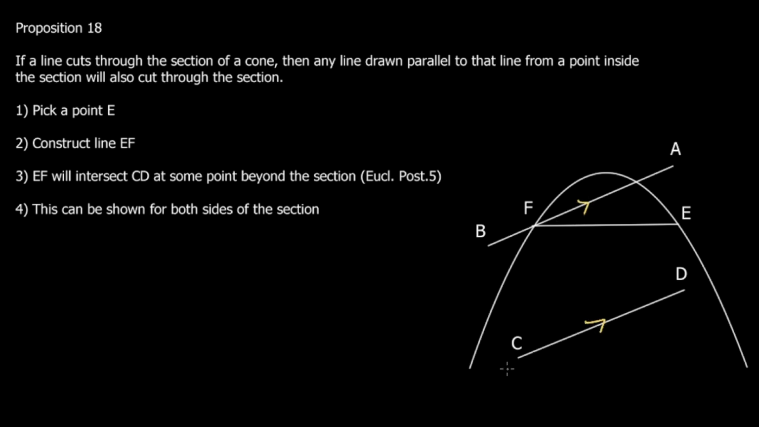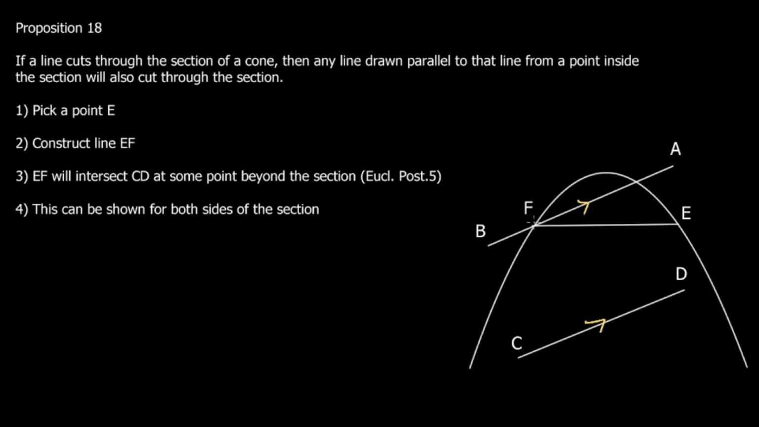And what we want to know is if we extend CD in either direction, will it cross through the section or will it just get stuck inside somehow? So what we're going to do is pick any point E on the section and draw a line EF between one of the points where the section intersected our starting line, and we're going to label that F.